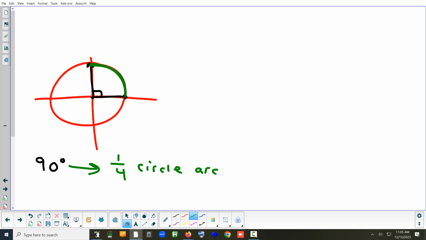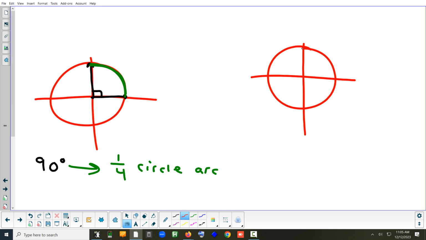All right, let's draw another one. Okay, this time I'm going to draw this angle. And what's the size of that angle? 180 degrees. So that's 180 degrees. And the arc for that is from here to there. How much of the circle does the arc take up this time? It takes up half.